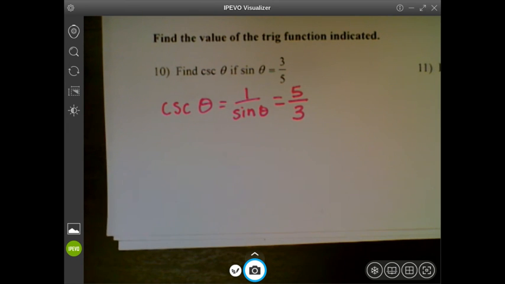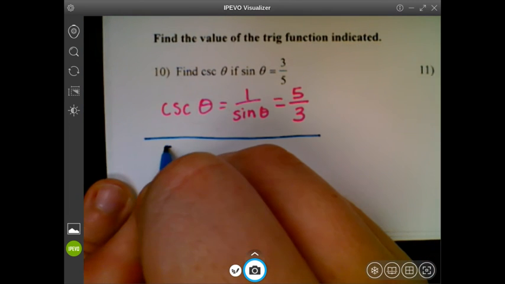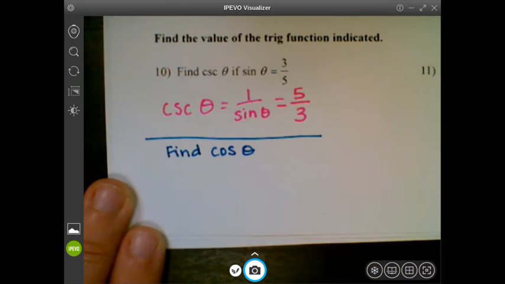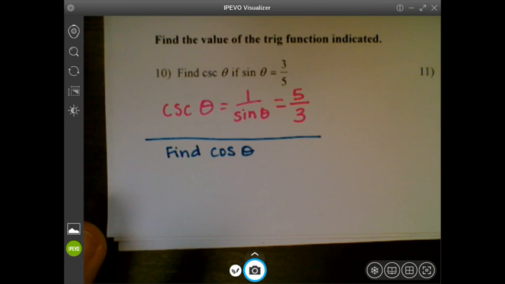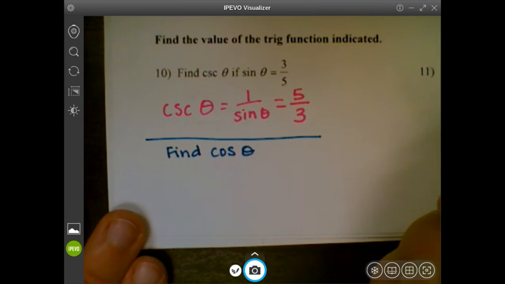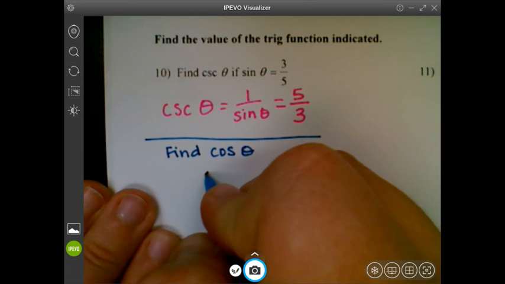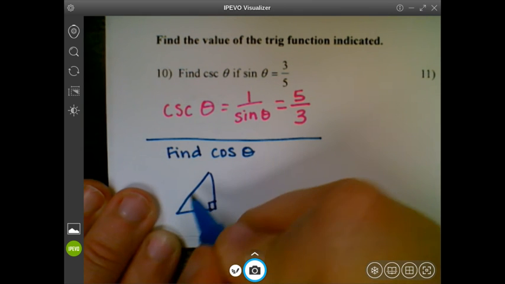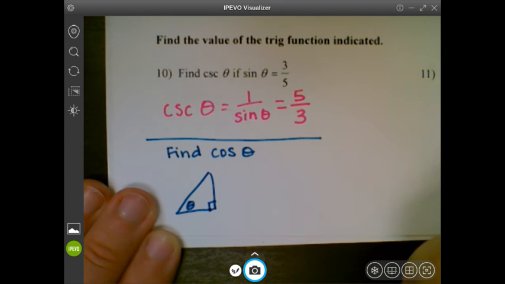Now, let's say instead of cosecant, I asked you to find cosine, given that sine was 3 over 5. You can't use a reciprocal identity. It doesn't work that way. So what you would have to do in this case, if you can't do a reciprocal, is draw yourself the triangle. Pick one of the angles to be theta. It doesn't matter. So I'm just going to pick that one down there as theta.